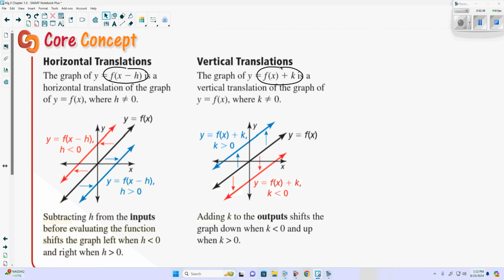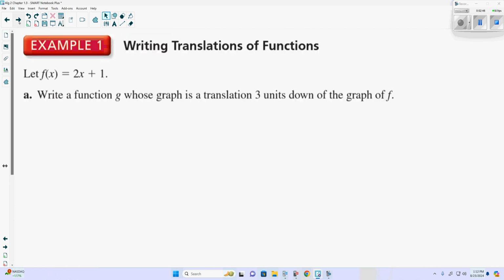Questions on this so far? All right. Now, having it in words is one thing, but actually seeing it in a problem and actually applying it is going to make a little more sense.